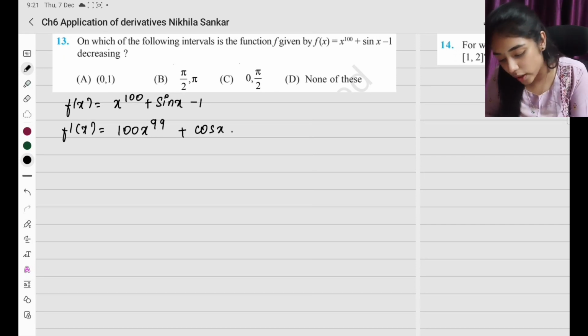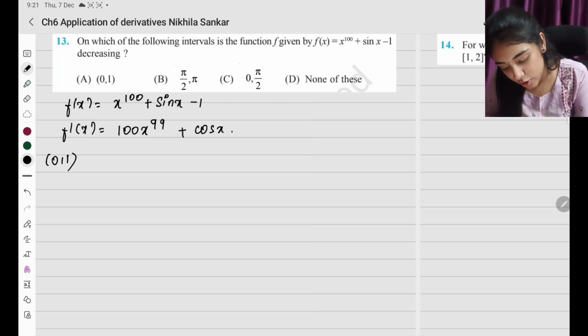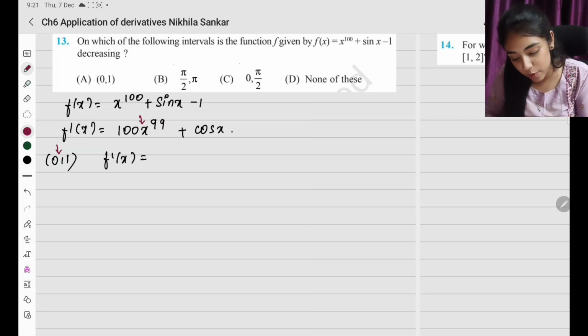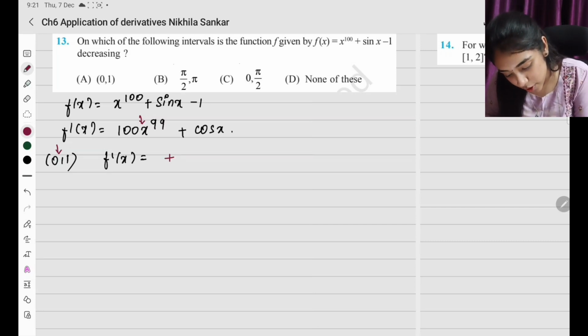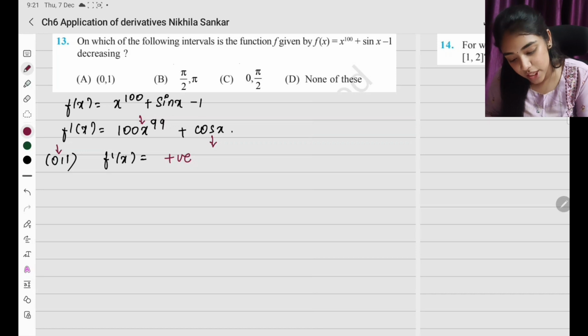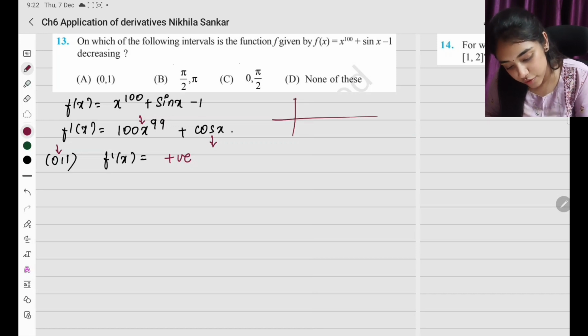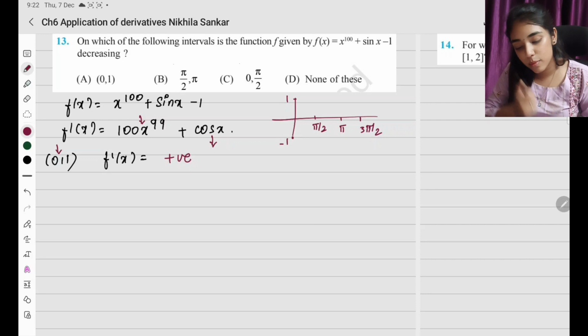Now, 0 to 1. For example, I am taking the interval 0 to 1. When I substitute any value between 0 and 1, f dash of x is going to be positive. 100 times any positive value is going to give me a positive value. And for the cos function, I'm going to draw a cos function for you. I have pi by 2, pi, 3 pi by 2. The value here is 1, the value here is minus 1. We are talking about 0 to 1.